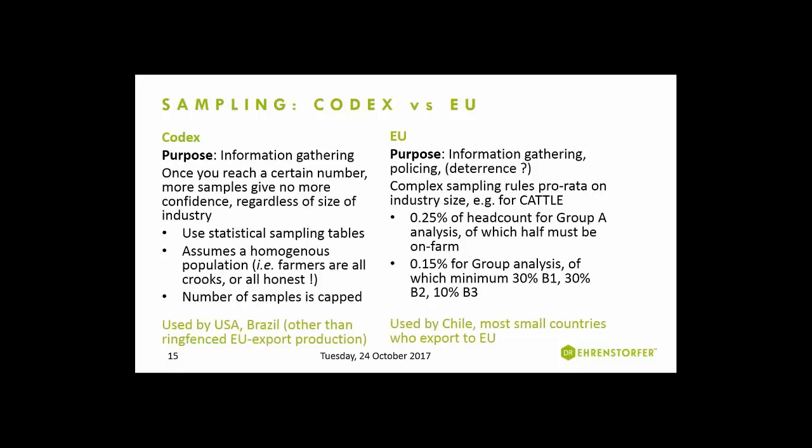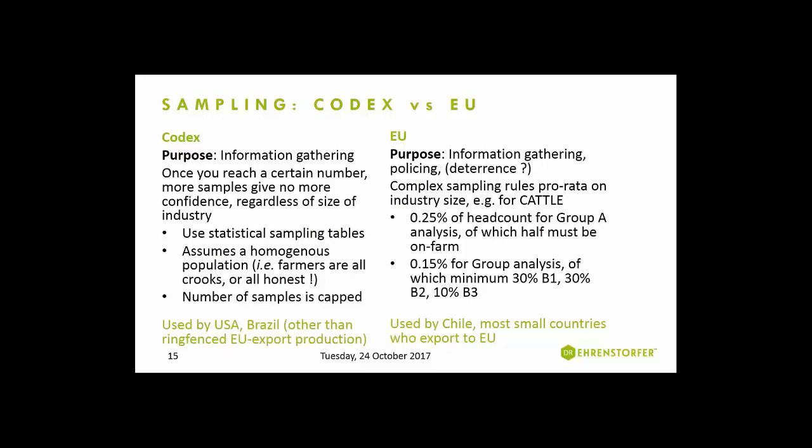Now, a big difference between EU residue testing schemes and Codex comes in the number of samples to be tested. In the case of Codex, the testing is a statistical sampling exercise. The number of samples is capped, regardless of how big the industry. So typically, this might be 300 samples a year. So, for example, for the US cattle industry, this would be a relatively small proportion. In the EU, samples have to be taken pro rata on the size of the industry. The testing is designed for policing and deterrence, as well as just statistical information gathering.